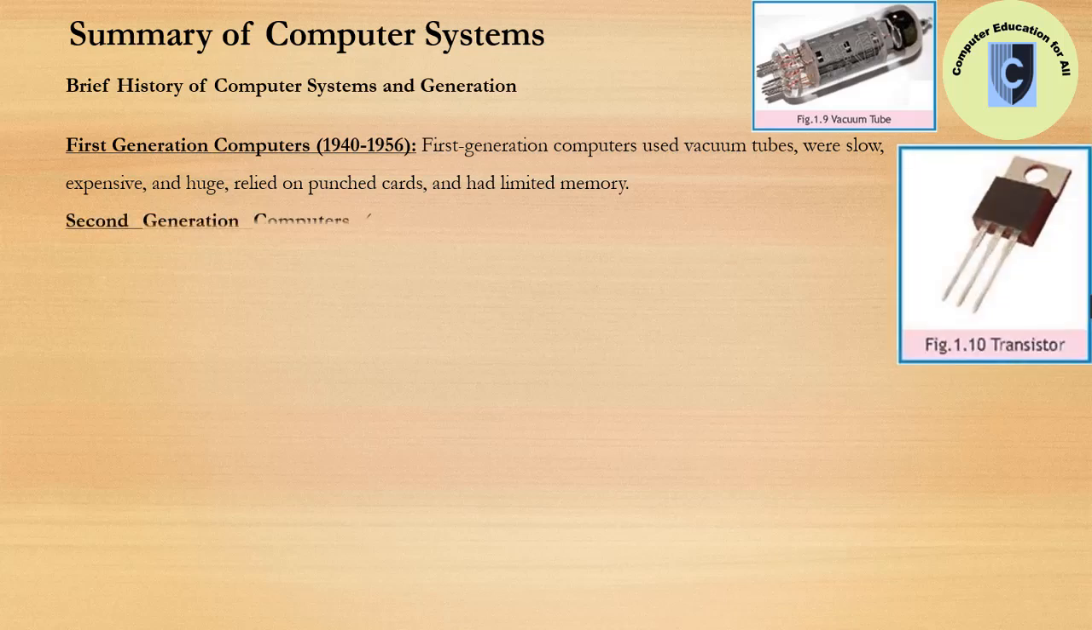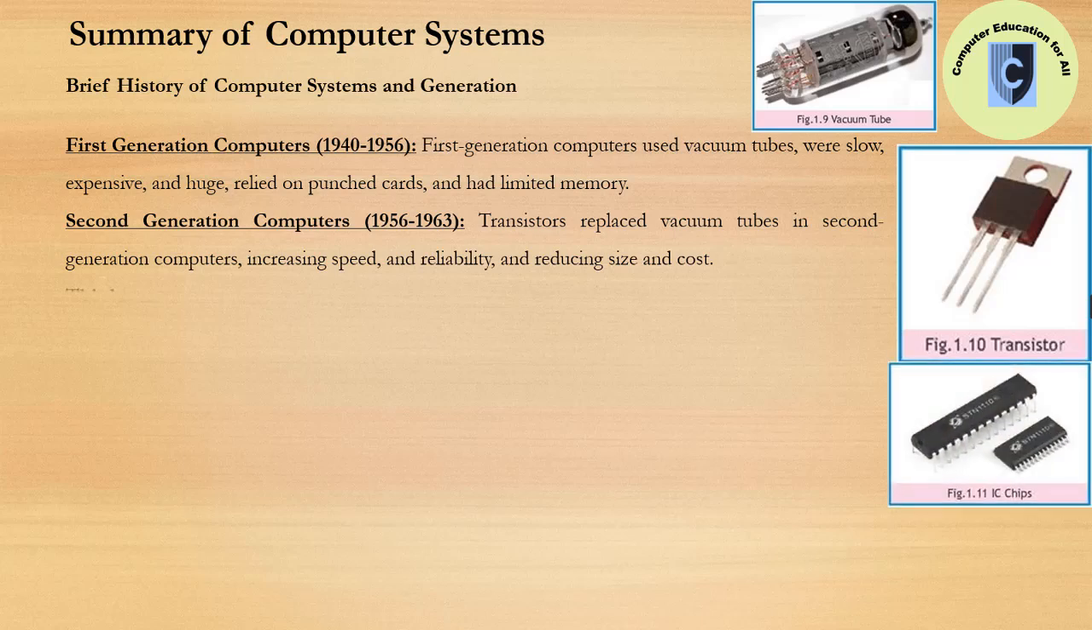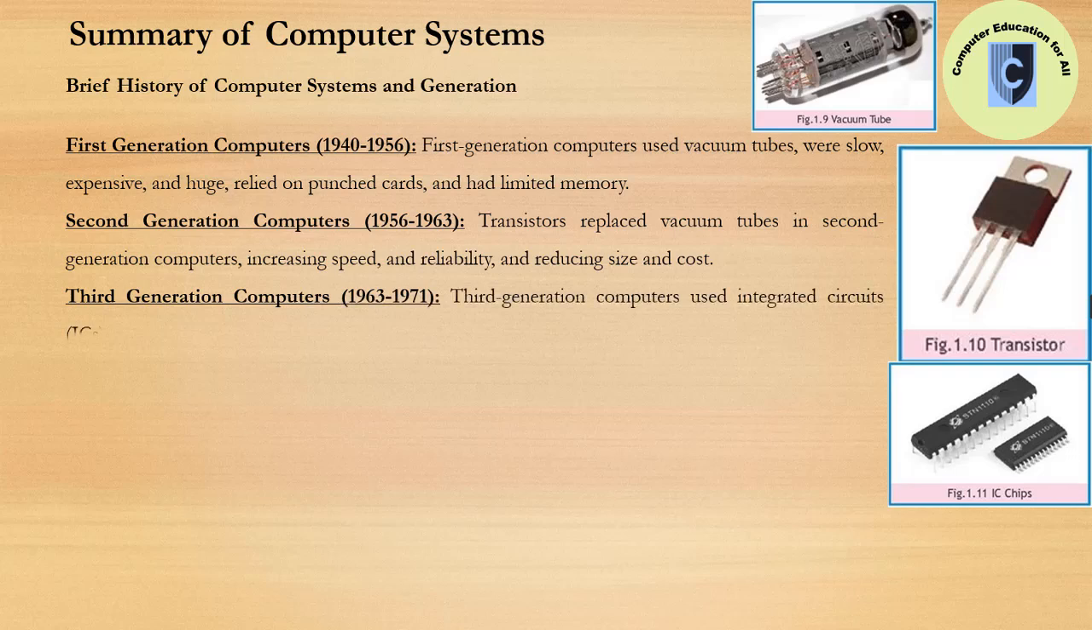Second-generation computers, 1963. Transistors replaced vacuum tubes in second-generation computers, increasing speed and reliability and reducing size and cost. Third-generation computers, 1971. Third-generation computers used integrated circuits, ICs, instead of transistors, consuming less power and introducing keyboard and monitor interfaces.